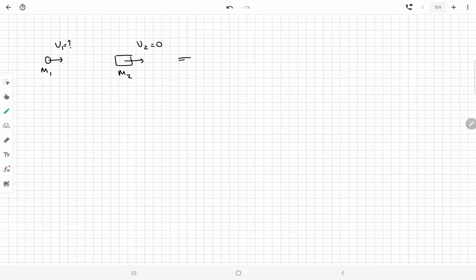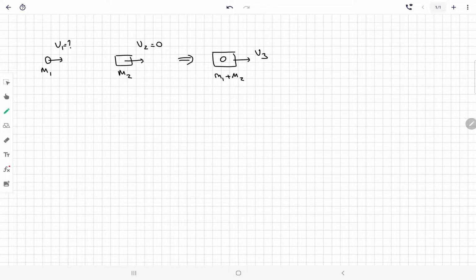So after collision, since this is an inelastic collision, the bullet will get stuck in the wooden block and they will continue as one object. So we have one object, bullet inside the wooden block, and the total mass M1 plus M2, and they will continue with velocity V3. This V3 is the velocity just immediately after the collision.